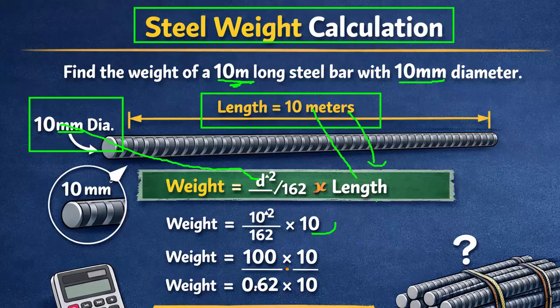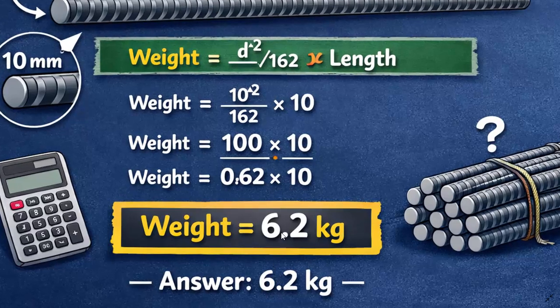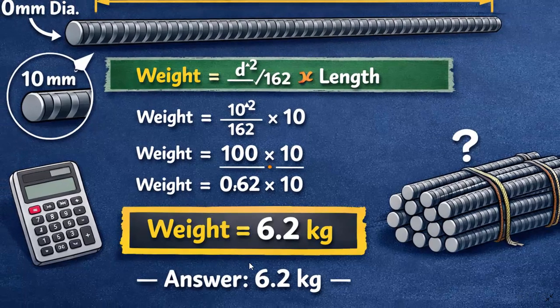You can see that here we have 10 and here 10 millimeter dia. So keep in mind that you have different units in the formula, not the same units. When you do the math, you'll get this answer: 6.2 kgs. The answer will come in kgs.